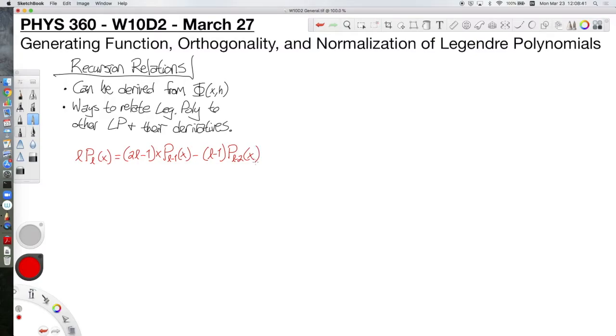So, in short, let's imagine L is 3. We can now find a formula for P3 of x in terms of the formulas for P2 of x and P1 of x. If we want to find the formula for the 100th Legendre polynomial, well, if we know the formula for the 99th and the 98th Legendre polynomial, we could use this recursion relation to find it. And this is just an idea of what the recursion relations do.